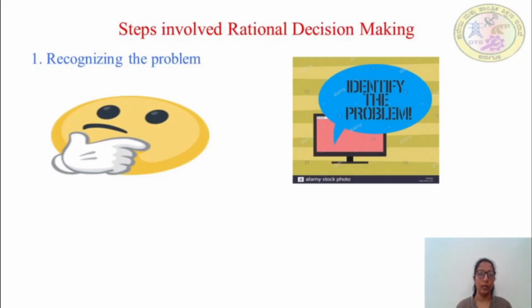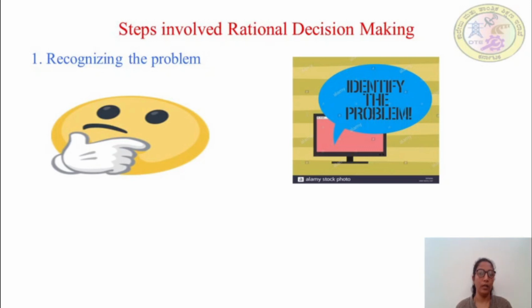Coming to the first step, that is recognizing the problem: when a manager makes a decision, it is in effect the organization's response to the problem. Hence, it is necessary to search the environment for the existence of the problem. A problem is said to exist when there is a deviation from past experience. For example, the present sales are lower than previous year, the expenses are more than previous year's expense, etc.